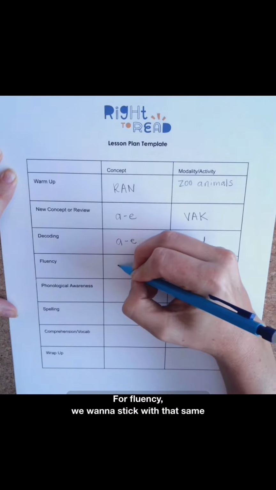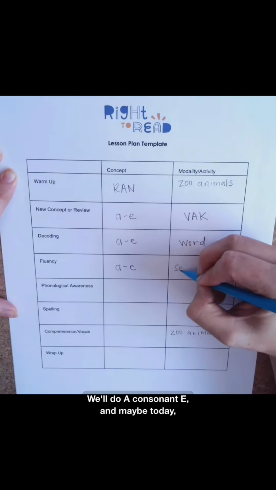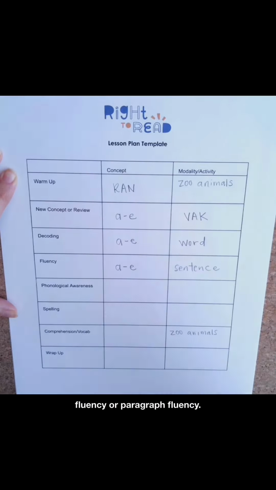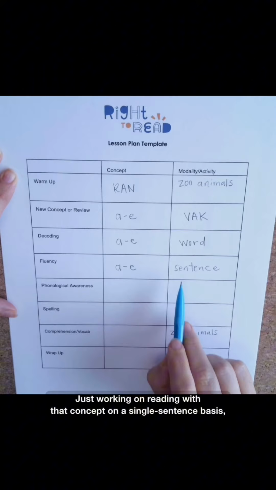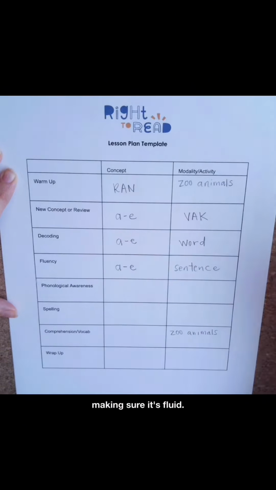For fluency, we want to stick with that same new learning. We'll do a consonant E. And maybe today we're working on sentence fluency rather than passage fluency or paragraph fluency. Just working on reading with that concept on a single sentence basis, making sure it's fluid.